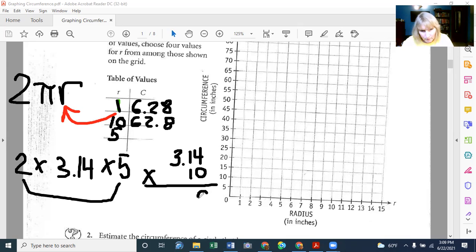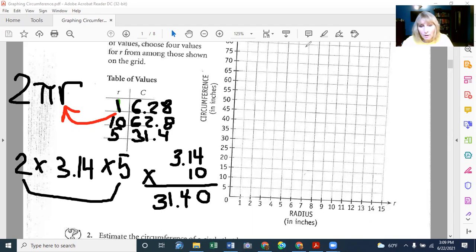So I'll put the 0 as my placeholder. 1 times 4 is 4. 1 times 1 is 1. And 1 times 3 is 3. I have two numbers after the decimal, so I need two numbers after the decimal there. So 31.40, or 31.4.